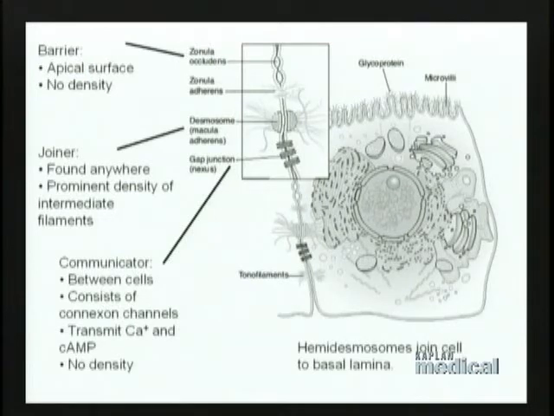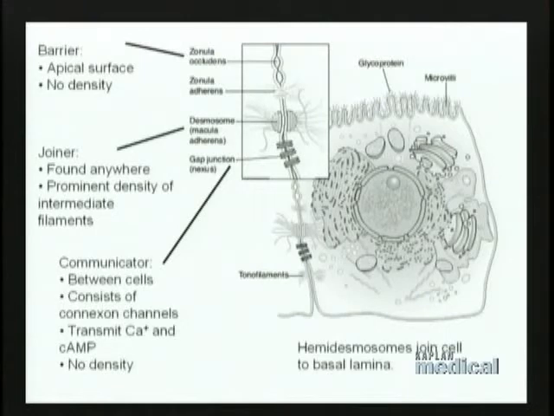And then finally, the last junctional specialization is known as a communicating junction or a gap junction. It's also known as a nexus as well. This junctional array consists of connexin channels linked together to transmit small hydrophilic molecules or ions, such as calcium ions, and second messengers such as cyclic AMP.